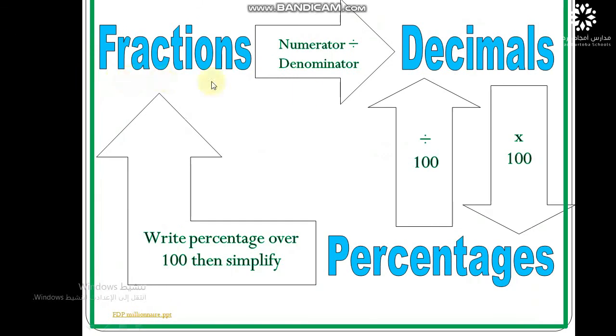So from fraction to decimal, divide the numerator by the denominator. From decimal to percentage, times 100. From percentages to decimals, divide by 100. From percentages to fractions, write percentage over 100, then simplify. That's a summary for all our lesson today.